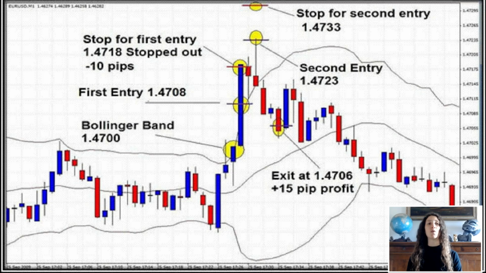After it had moved 5 pips above our first trade stop, a second trade was placed to go short at 1.4723 with a stop 10 pips above, at 1.4733. This trade was successful with a plus 15 pips profit, wiping out the loss on the first trade and coming away with plus 5 pips. This forex system is very good. Examples of trades.